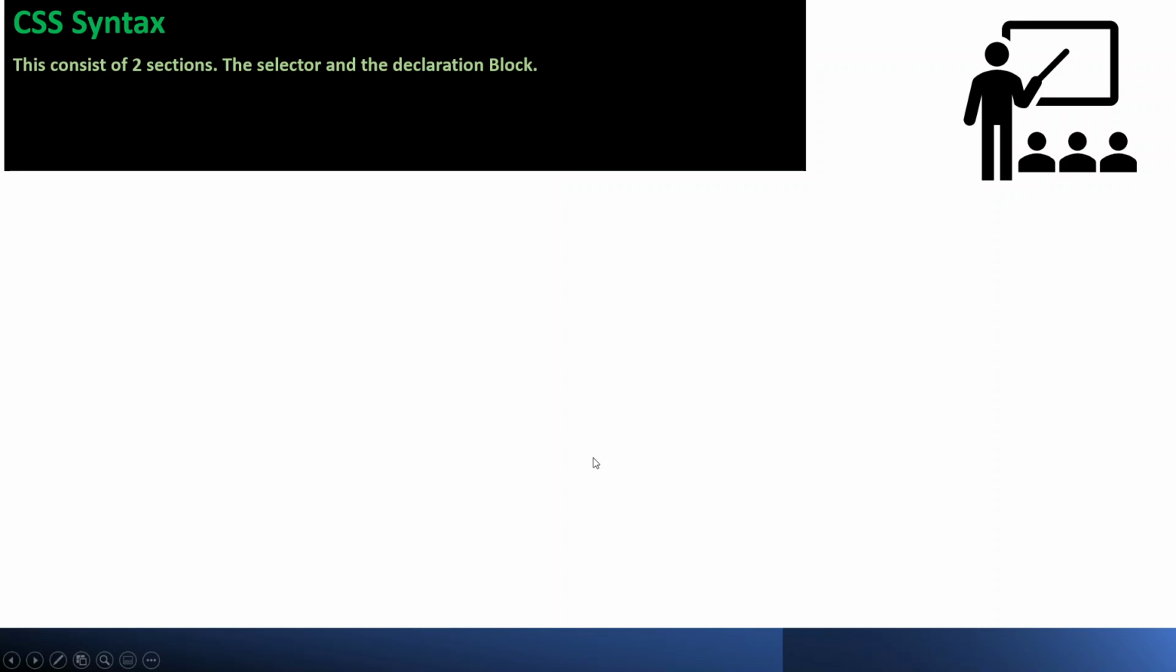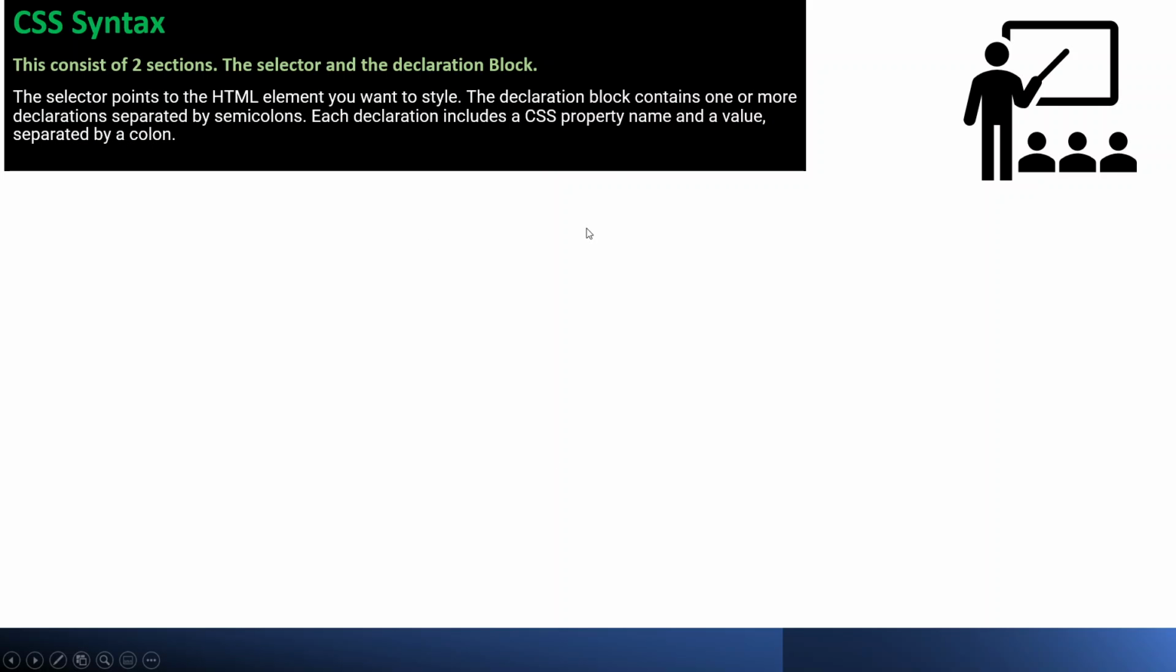So what is CSS syntax? This consists of two sections. We are going to be looking at the selector section of the syntax and the declaration block section of the syntax. So the selector points to the HTML element you want to style, right? Whichever element you want to apply a style to, that element will be your selector.